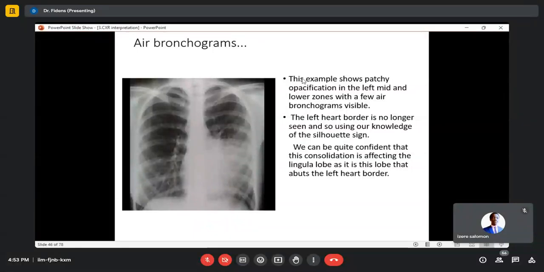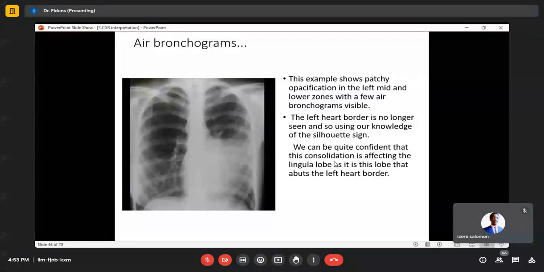Okay, let me see what they have written. This example shows patchy opacity, irregular opacity in the left mid and lower zone, with a few air bronchograms visible, very few. The left heart border is no longer seen, and so using our knowledge of the silhouette sign, we can be quite confident that the consolidation is affecting the lingular lobe. But it's called the lobe, it's not the lobe. It is the lingular segment.